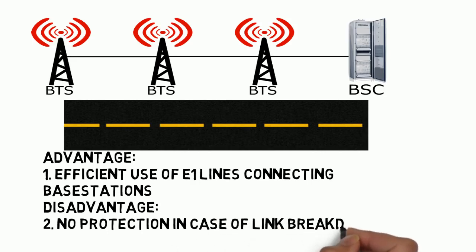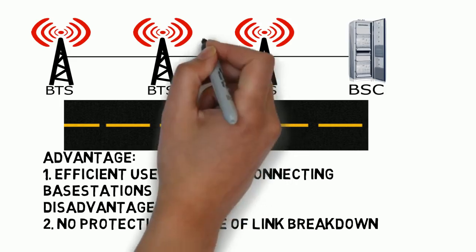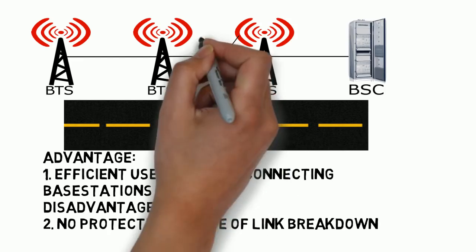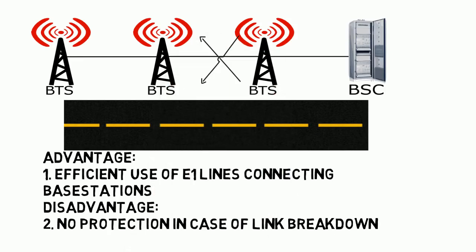Now this configuration has a very evident disadvantage, and that disadvantage is that there is no protection in case of link breakdown. For example, in this case, if there is a link down here between these two base stations, you can very well imagine that the other two base stations on the left side would no longer be connected to the network.